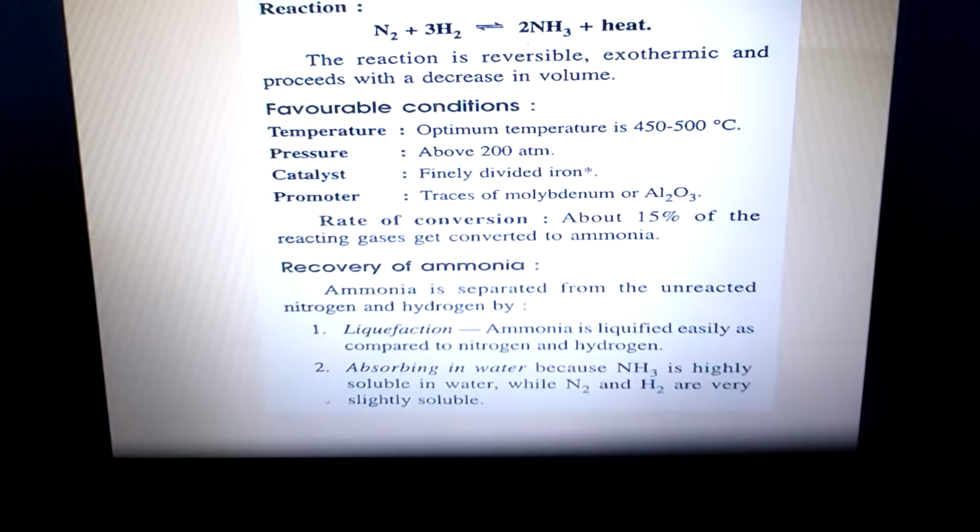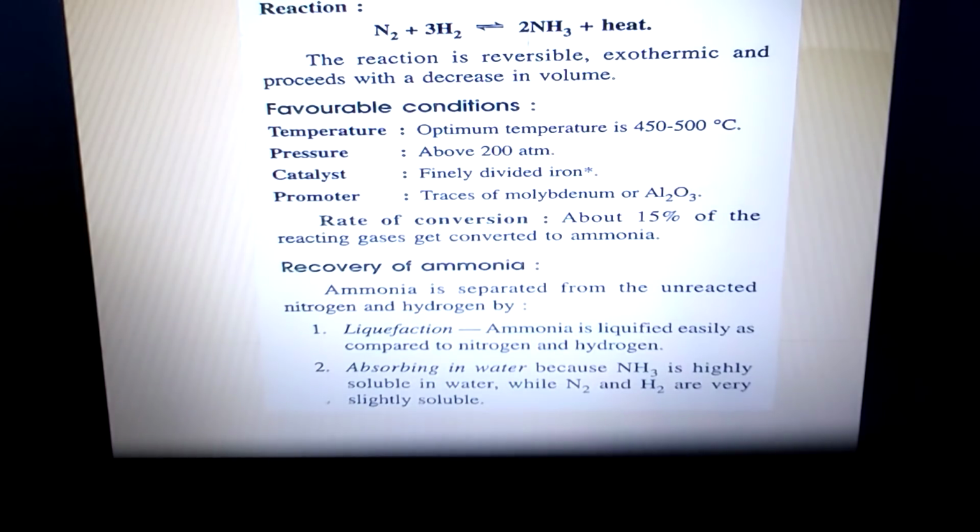The function of the promoter will be to increase the efficiency of the catalyst. So name the promoter used. It is molybdenum or Al2O3. Now you can see it has been mentioned here that the rate of conversion is only 15%. So unreacted gases are made to pass through the catalytic chamber again and again, and henceforth the efficiency becomes 85%.